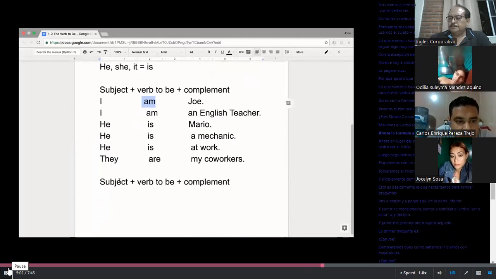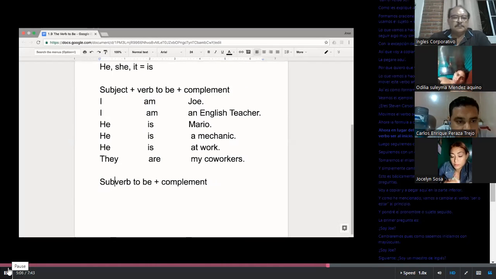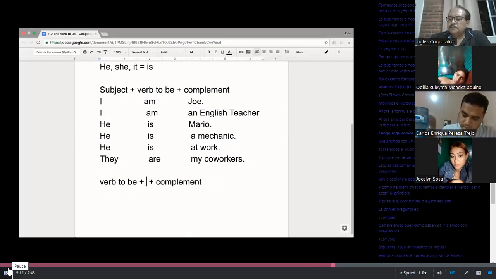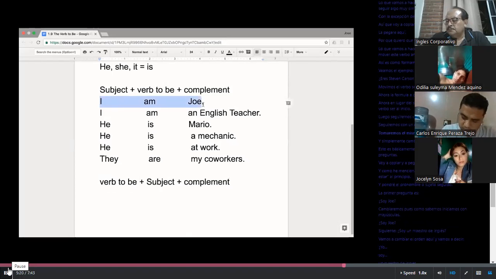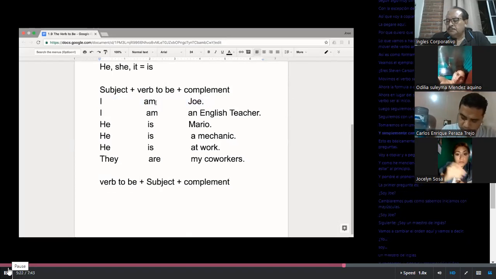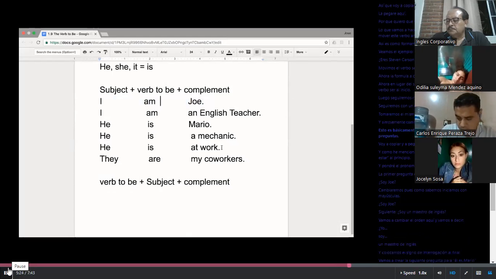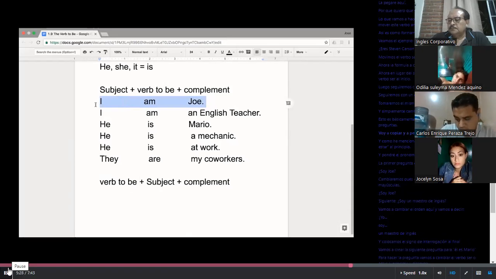Okay, so our formula needs to change. Now, instead of the subject at the beginning, we're going to say that that's the verb to be at the beginning. And then we're going to say that that's the subject or the pronoun. Okay, and then it's going to follow some kind of complement. So we're going to take the same examples here and simply change the order. And that's basically how we form questions. So I'm going to copy this, and I'm going to paste it here at the bottom.